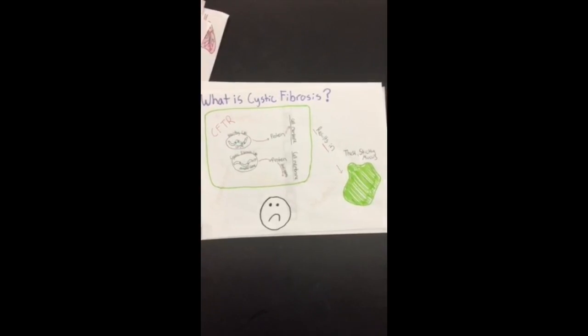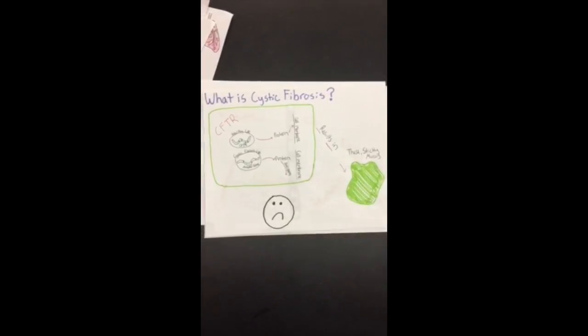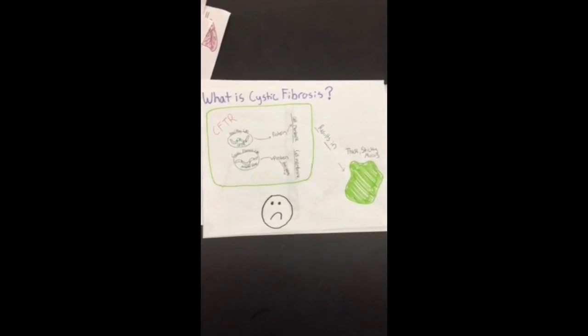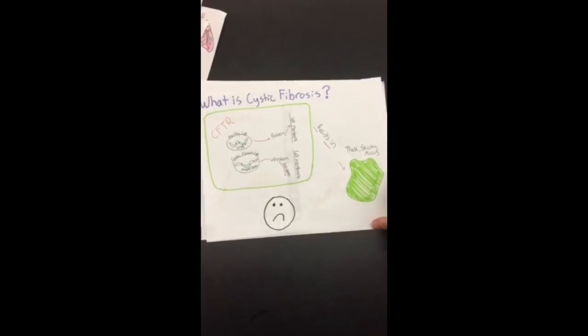The CFTR gene makes a protein that controls the movement of salt and water in and out of the cells. In patients with CF, this protein is defective. This causes thick, sticky mucus to accumulate in the lungs and very salty sweat. The gene mutation for cystic fibrosis is located on chromosome 7. The phenylalanine codon is deleted from the chromosome in most cystic fibrosis cases.